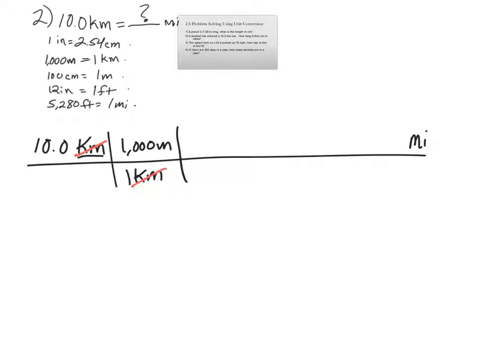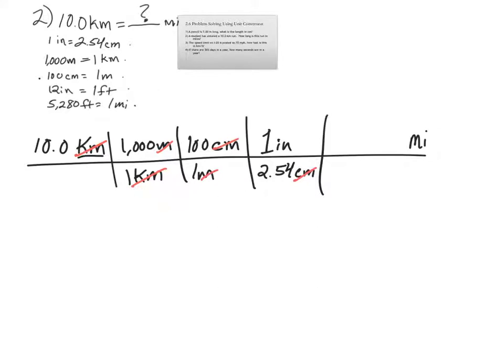And now we need to go from meters to centimeters. There are 100 centimeters in a meter. So we're trying to get rid of meters, so that goes down here. 1 meter is 100 centimeters. Your meters cancel out. Now we can use the inches to centimeters conversion factor. So we want to get rid of centimeters, and there's 2.54 centimeters for every 1 inch. Centimeters will cancel out.